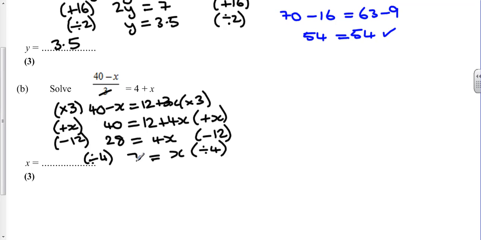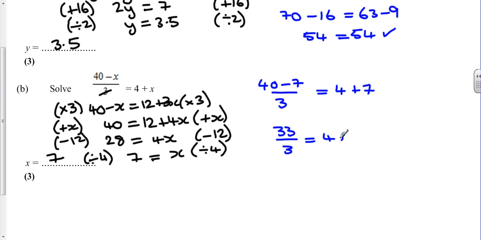Therefore x equals 7. And once again, if we just check that, we've got 40 minus 7, which has been divided by 3, should be equal to 4 plus 7. 40 minus 7 is 33. And you'll notice that both those give 11. So we know that we're right.